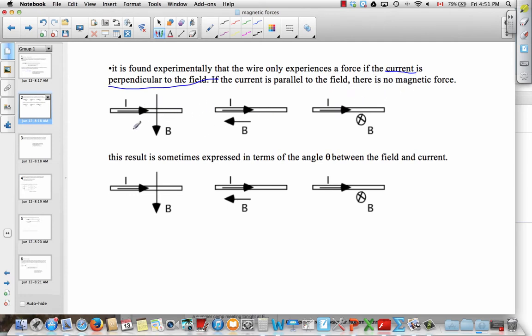So for instance, in this case, they're perpendicular, yes, there's force. Here, with the magnetic field going into the page, once again, there's force. But here, they're anti-parallel. There's no magnetic force in that case. Now, you can express that using a sine function. You can say something like LIB sine of theta. When they're perpendicular to each other, the sine of 90 is 1, and you get LIB. When they're parallel, you get either 0 or 180, and the sine is 0.